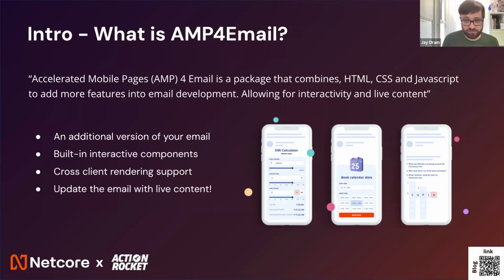But a couple of really basic points: AMP for email is another version of your email. So you have your HTML version that you normally send, you have your plain text version, and then the AMP version is an additional version on top of that. If you want to send an AMP email, you still have to send an HTML and a text version. So you can't just send an AMP email.